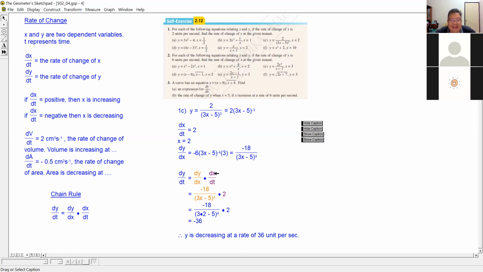dy dx, dx dt. Now the question just now asks you to find the dy dt, isn't it? So now you put down dy dx times dx dt. This is your wok. Then after you take out the wok, you pour this inside, pour that inside. For dy dx, you pour this thing inside from here. For dx dt, you put 2 inside.